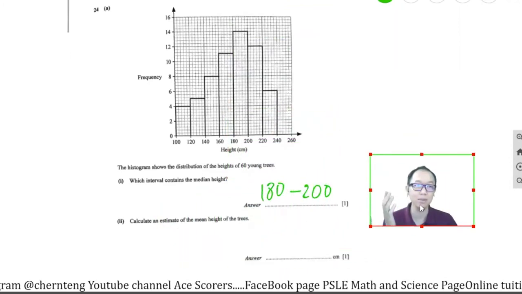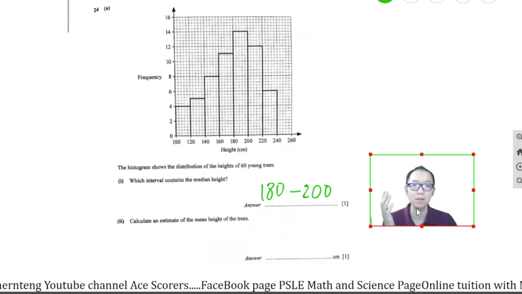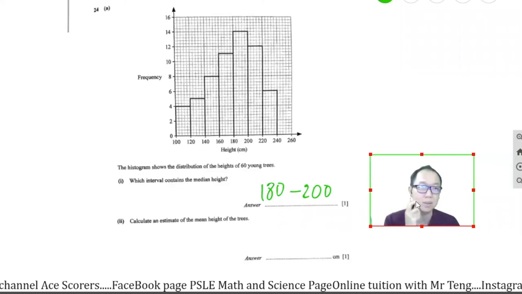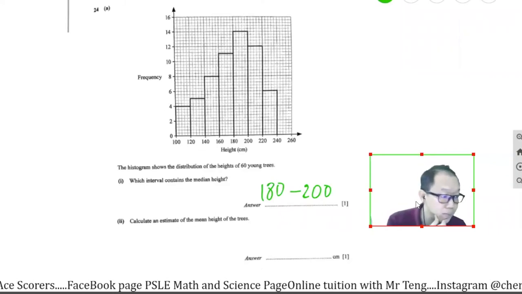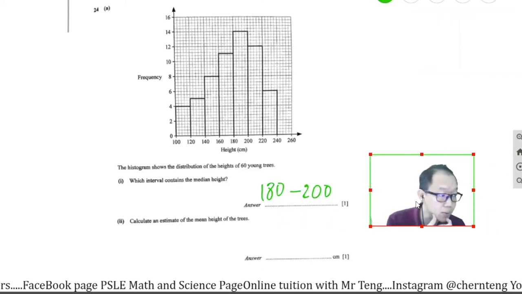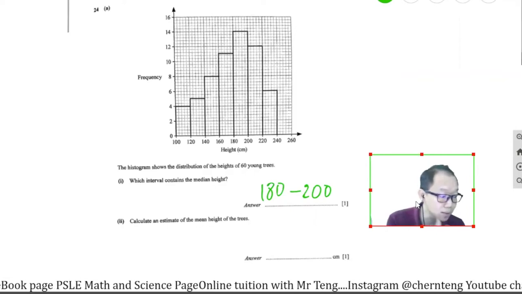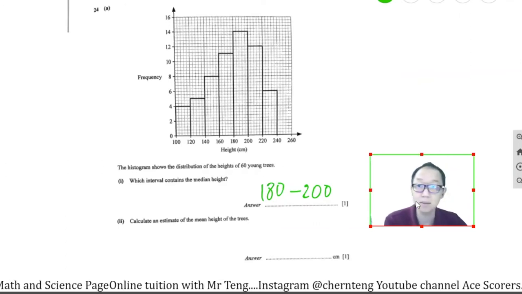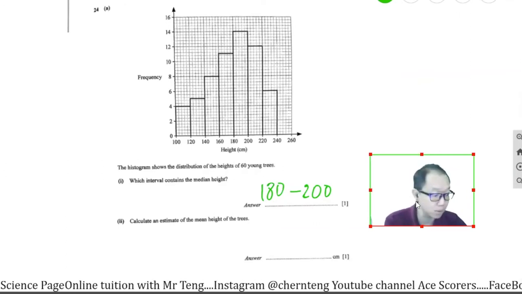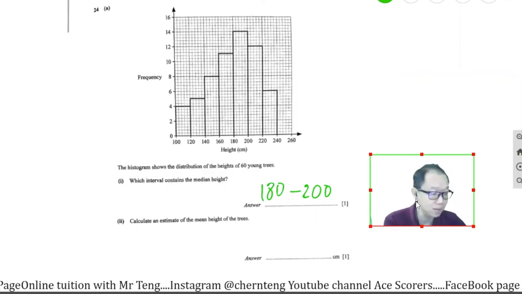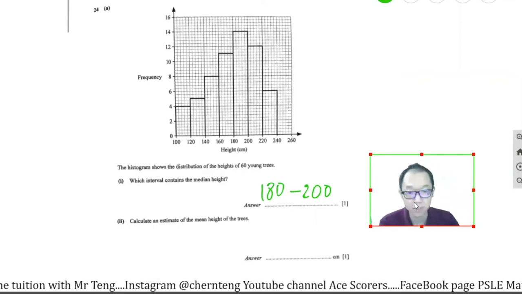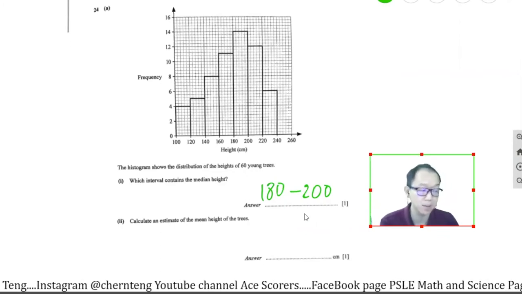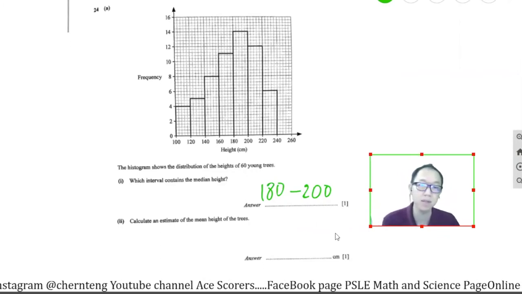Anyone have answers for this? No answer yet. Anyone? Want to check your answer? Just tell me your answer. 179. 179 is a round off, right? Yeah, 179 is fine. The answer is actually 178.66666, so if you get 179, it's fine.